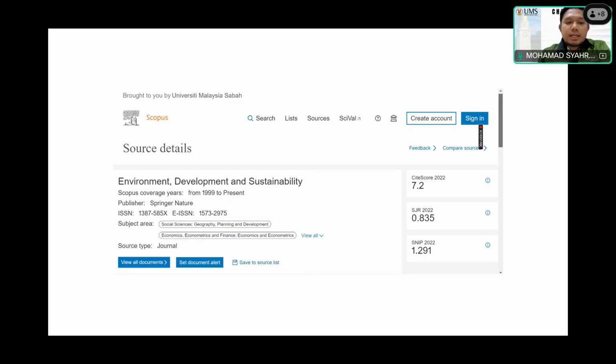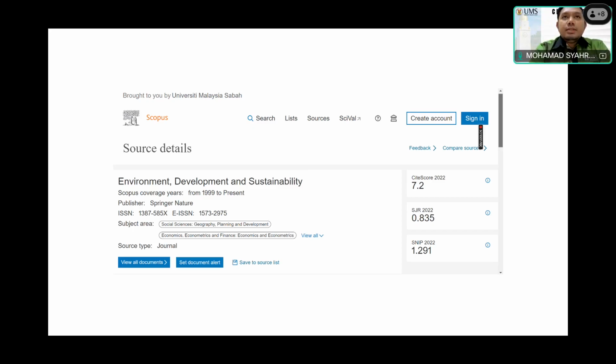So then the feature is like this. You can see "brought to you by Universiti Malaysia Sabah." So yeah, the same journal, which is Food, Environment, Development and Sustainability. The previous one, I want to check whether it is listed under the Web of Science or not. Okay, it confirmed that the journal is indexed in Web of Science. Now in Scopus, yes. So the journal has two indexes, which is Web of Science and Scopus at the same time.